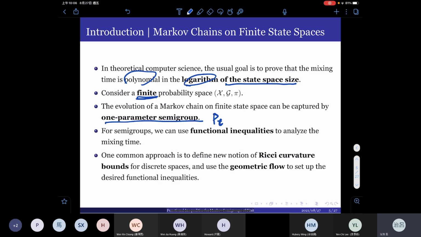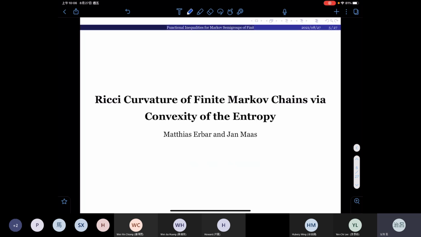In our paper, the authors, Erbar and Maas, introduce a new notion of Ricci curvature bound for discrete space, and use the geometric flow to obtain the desired functional inequality. In this talk, we will introduce the paper which was written in 2020 by Erbar and Maas.